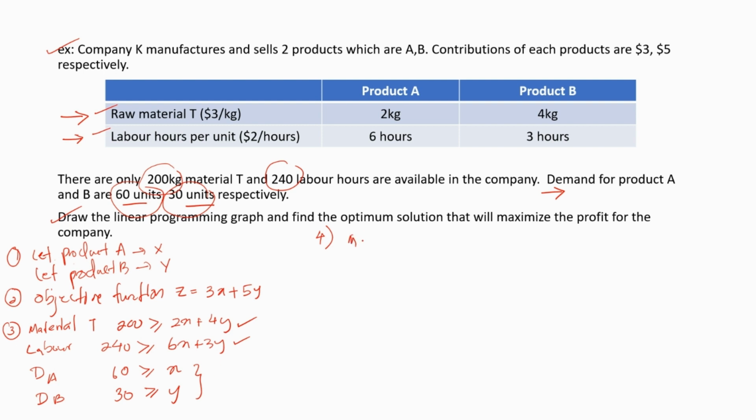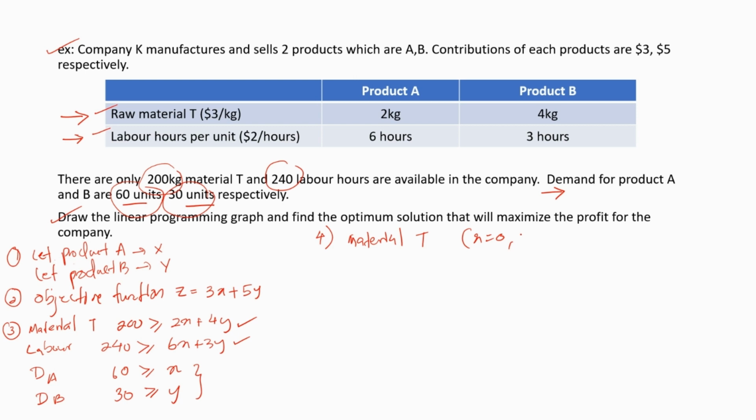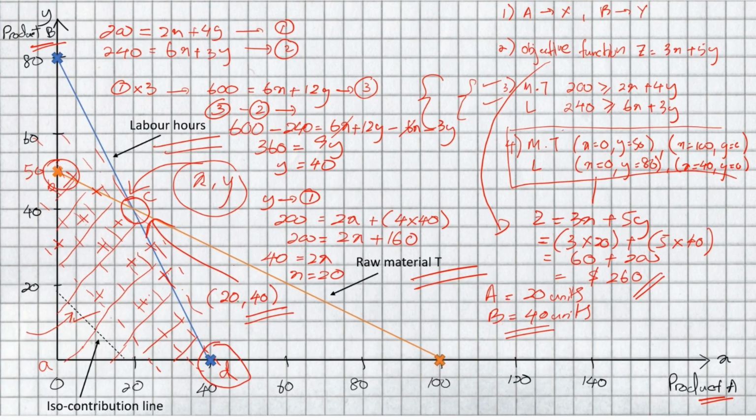So for material T, we identified the 2 points, which are these values. When x is 0, y is 50. When x is 100, y is 0. For labor, when x is 0, y is 80. When x is 40, y is 0.